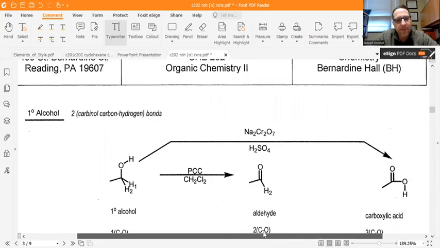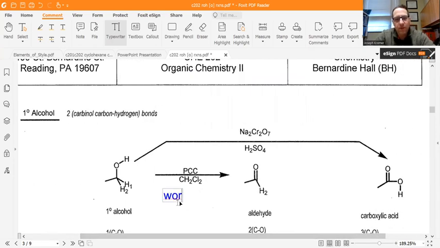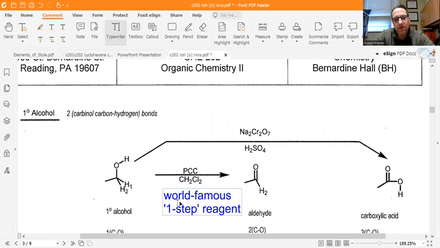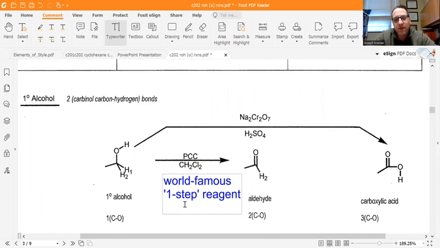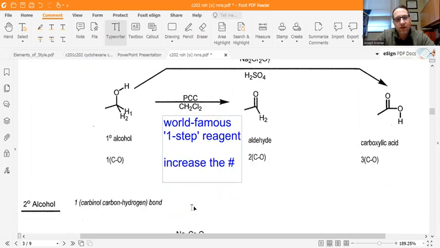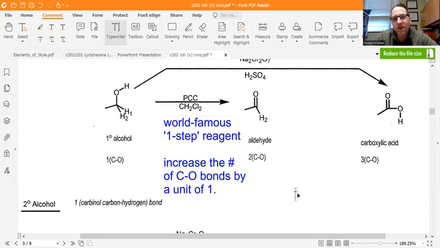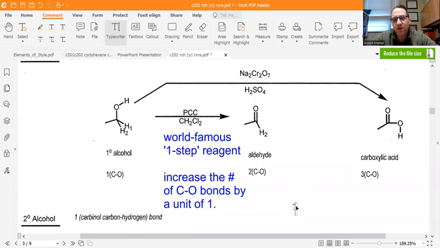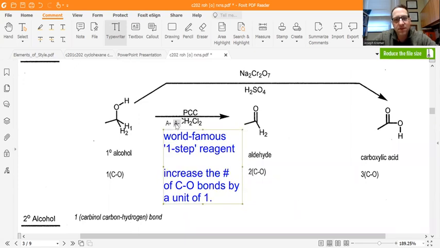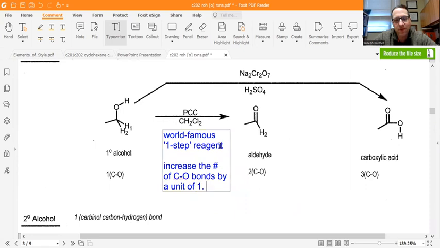So here's our key. PCC, I call it the world famous one-step reagent. So PCC will increase the number of carbon oxygen bonds by a unit of 1. PCC, the one-step reagent, increases the number of carbon oxygen bonds by 1. PCC is the world famous one-step reagent. Increases the number of carbon oxygen bonds by 1.